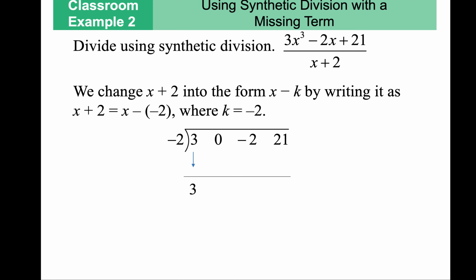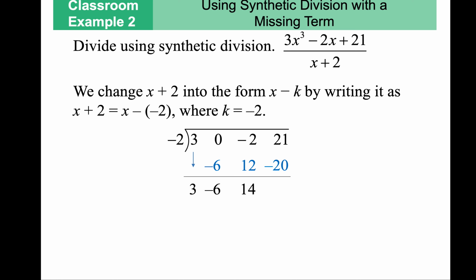I bring the 3 down. I multiply negative 2 times 3 is negative 6. I add 0 and negative 6. Then I'm going to multiply. Negative 2 times negative 6 is 12. Add them together. That should be 10. That's an error in the PowerPoint.